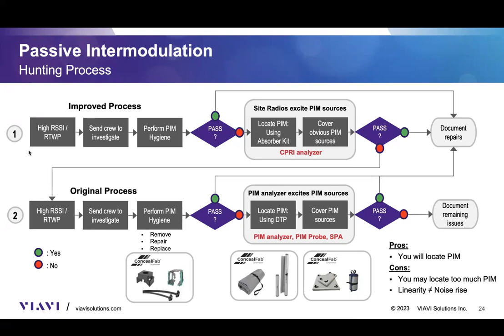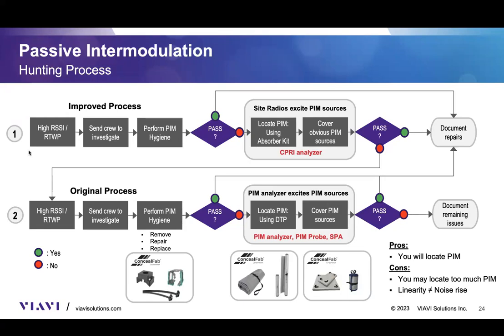Now, one thing we don't have in this case, when we're using the radios and looking at magnitude using a CPRI analyzer, is that distance to PIM feature from the PIM analyzer. Distance to PIM is not perfect, but it does a good job of saying, hey, you need to be looking 10 meters in front of the antenna. If it comes back saying the problem is 100 meters away, you can keep covering things on the sector all day long. You're not going to find it if it's off the sector.